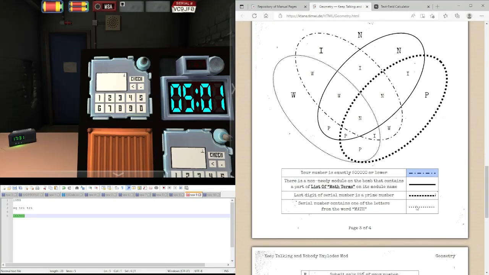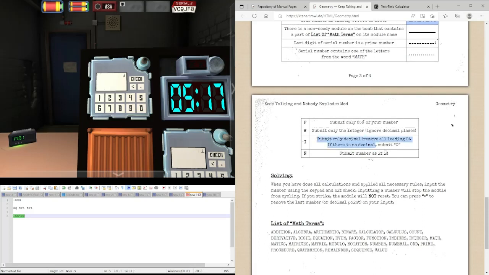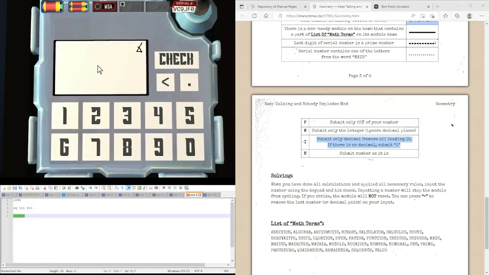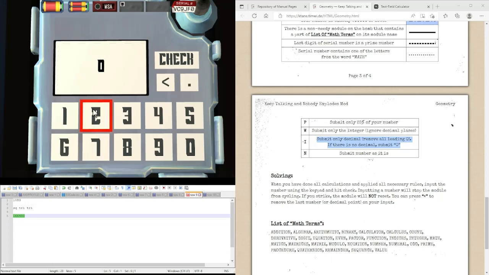The last digit is a prime number. 0 is not a prime number, so we're going to skip that one. And then pseudo contains one of the letters from the word math. We have V, C, J, and F. None of those are in math, so we're going to ignore that as well. So we go look at this sector here, which is an I. I tells us to submit only the decimal part. But since we don't have any decimal part, we're just going to be submitting 0, since we had a whole number.